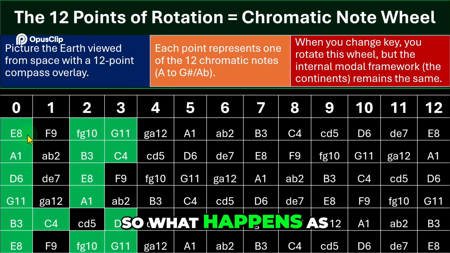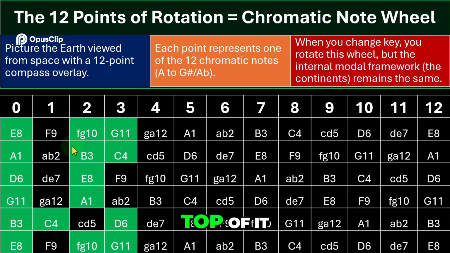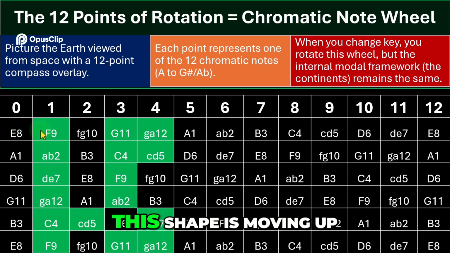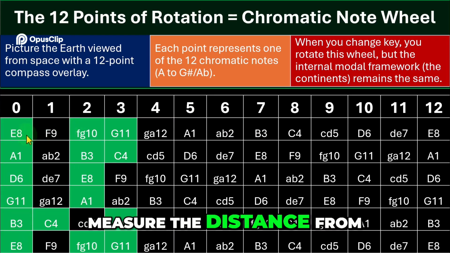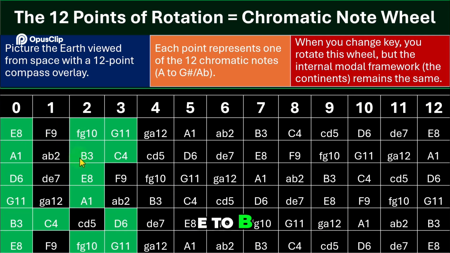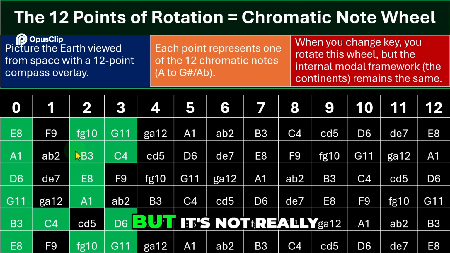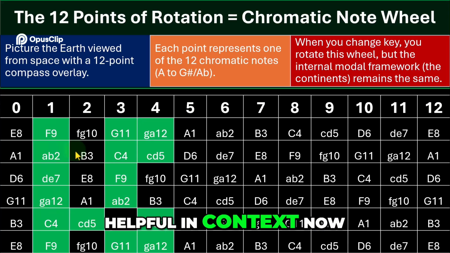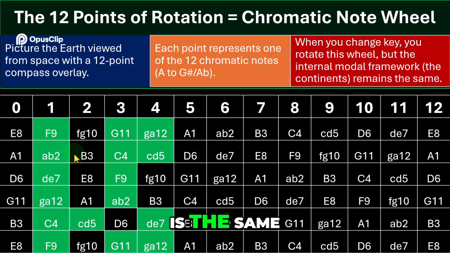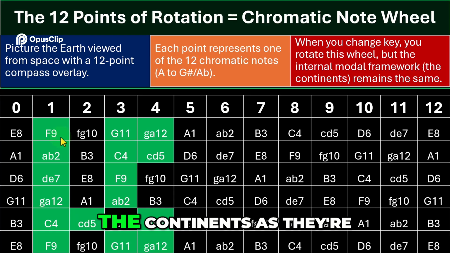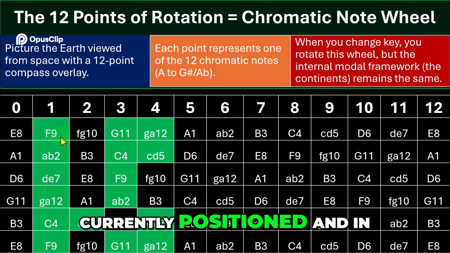So what happens as the world spins? Well, our fretboard is on top of it. So as the world spins, this shape is moving up. Notice over here that this shape, if I was to measure the distance from E to B, I can say that's a 5, 6, 7, a 7-note away distance. That's great to memorize, but it's not really helpful in context now because although that distance is the same, it doesn't really help me in the context of the continents as they're currently positioned.